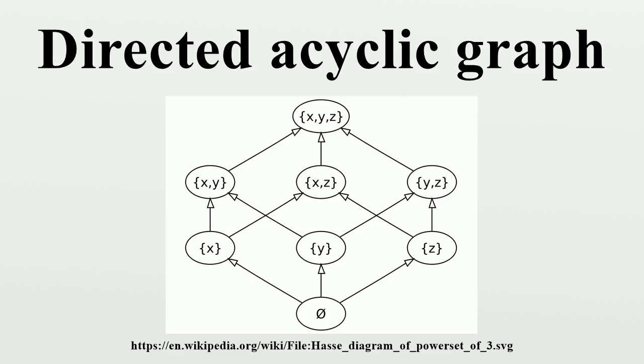Combinatorial enumeration. The graph enumeration problem of counting directed acyclic graphs was studied by Robinson. The number of DAGs on n labeled nodes, for n equals 0, 1, 2, 3, and so on, is 1, 1, 3, 25, 543, 29,281, 3,781,503. These numbers may be computed by a recurrence relation.